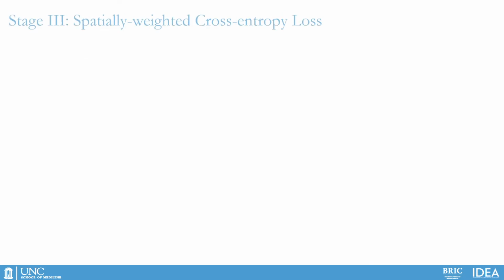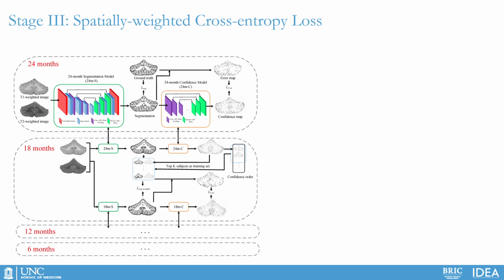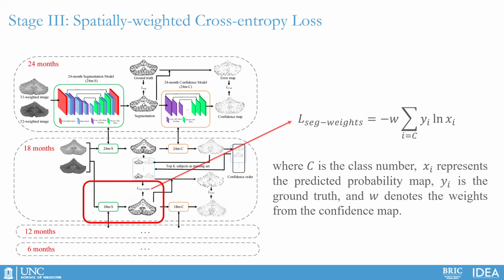The last stage is retraining the segmentation model for other month-old subjects with the selected training images. Note that, in order to pay more attention to reliable labels, we propose a spatially weighted cross-entropy loss, which uses the confidence map as weight.